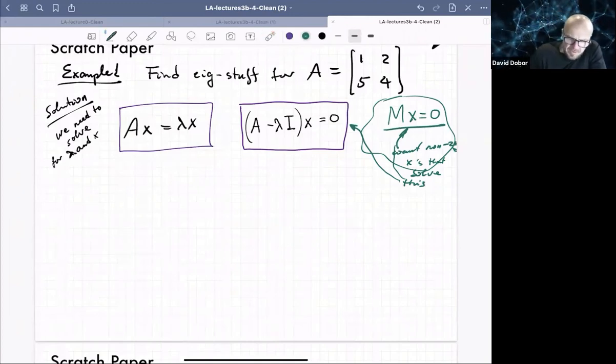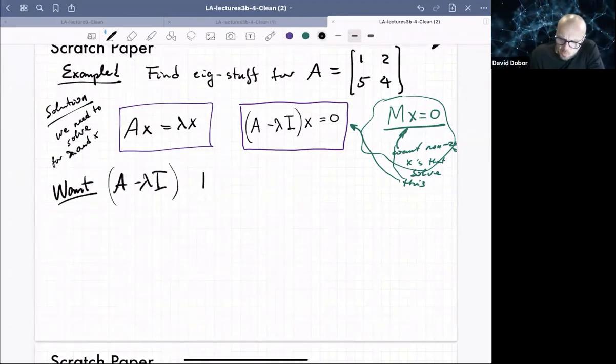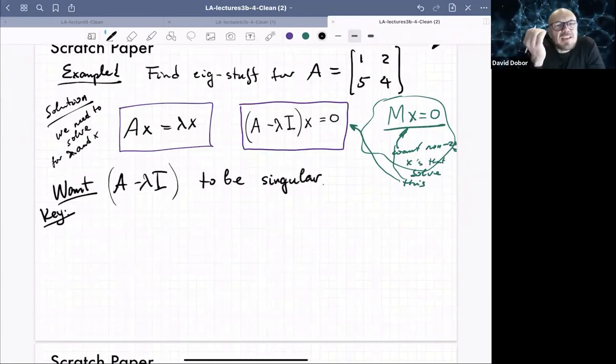So let me write this down. It's a key point. We want the A minus lambda I matrix to be singular, or non-invertible. What's a singular matrix? Non-invertible, right? We want it to be singular. Now, a matrix is singular if and only if its determinant is 0, right?